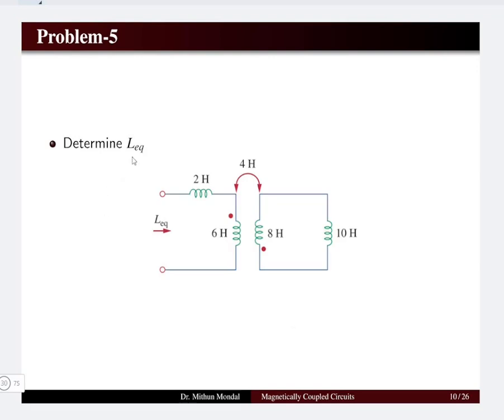Let us see the next problem, which is problem 5. Here we have to determine the L equivalent in the network. Since this network involves mutual inductance, it would not be easy to directly find the L equivalent simply by adding or using the series-parallel concept. And we have not been given the frequency component also. So omega is also not given to us.